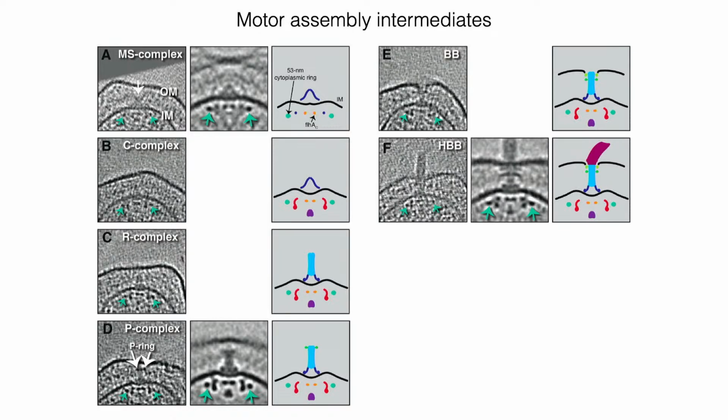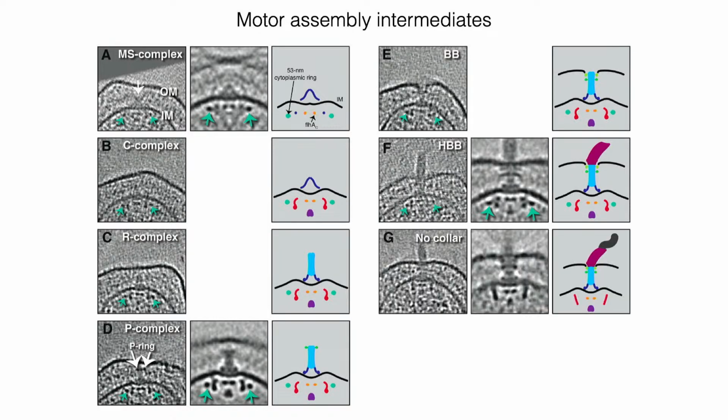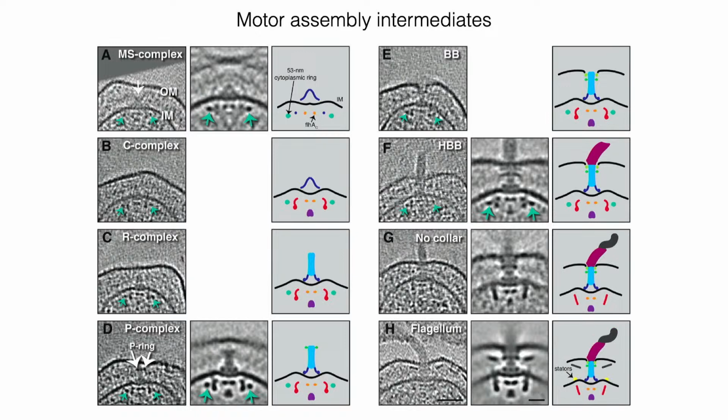Then it builds the hook. Then it elaborates the filament, but these particles still are missing what we call a collar density. And the last stage has everything, including that collar density, and we have hundreds of particles like this. So that's the best subtomogram average. So it's really cool that you can see assembly intermediates inside the cell.